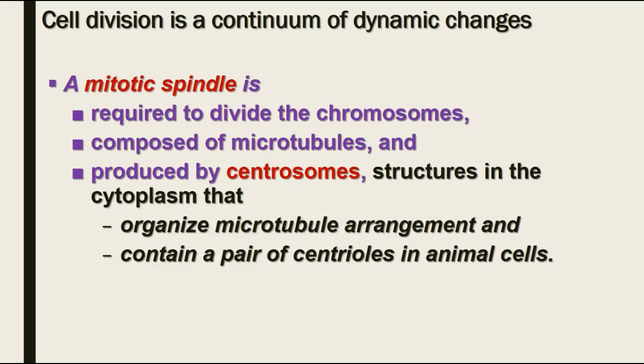The spindle is a structure in eukaryotic cells that is necessary to successfully divide the chromosomes into two equal and separate entities, two separate nuclei. It's composed of microtubules and is organized by an area in the cell called the centrosome. The centrosome is the microtubule organizing center of the cell. In animal cells, it's centered around the centrioles, which are a pair of barrel-shaped microtubule structures found in animal cells. Plant cells also produce a spindle, they just don't have centrosomes to help organize it.